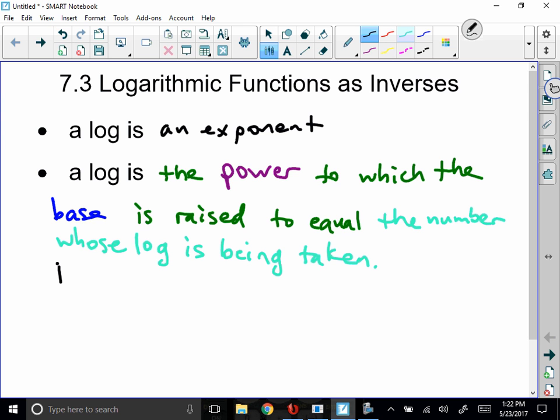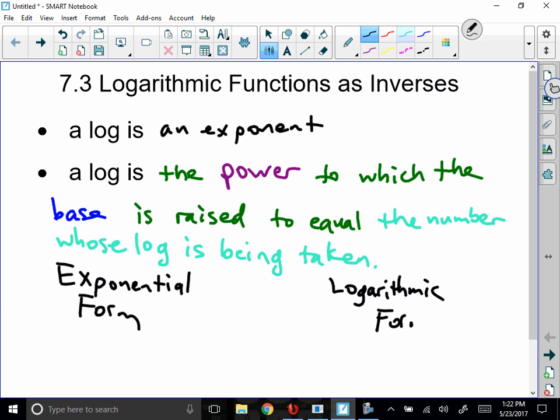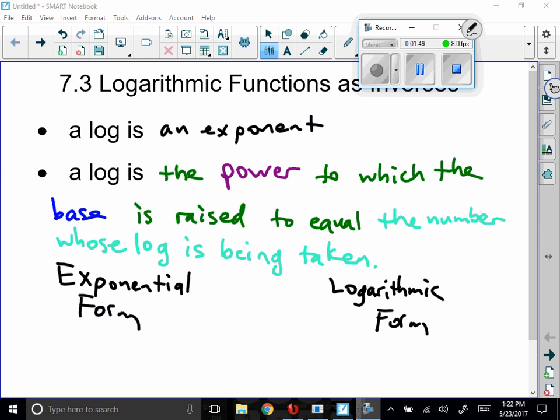There's one form called exponential form, and we've seen it time and time again. And there's another form called log or logarithmic form. And the definition of a log actually has both of these forms in it. It's just some phenomenon that you need to be familiar with.